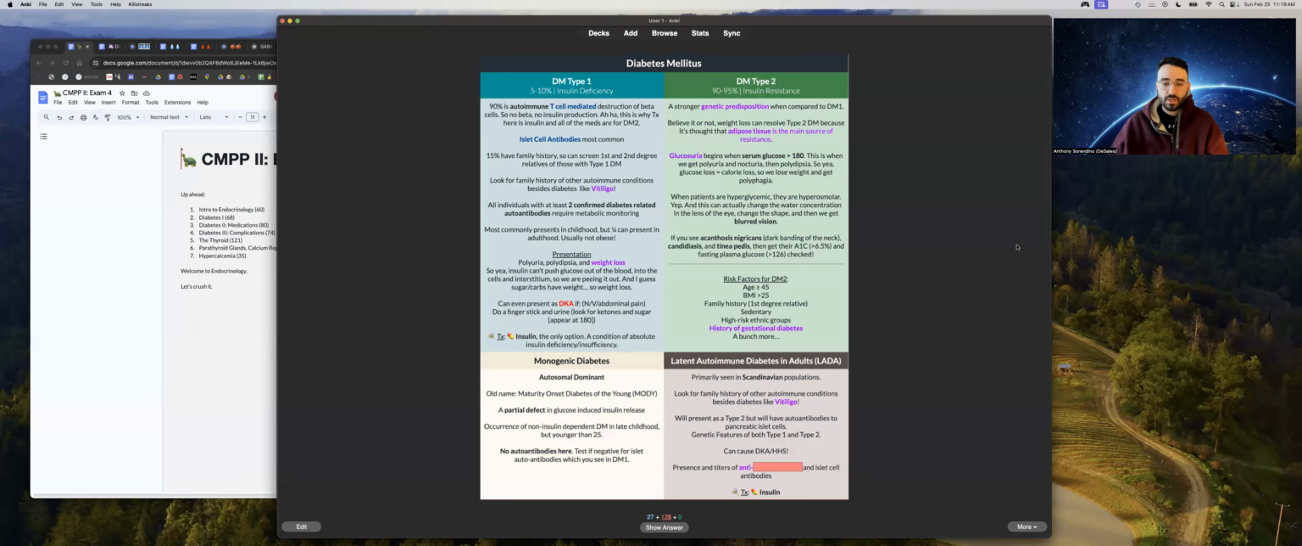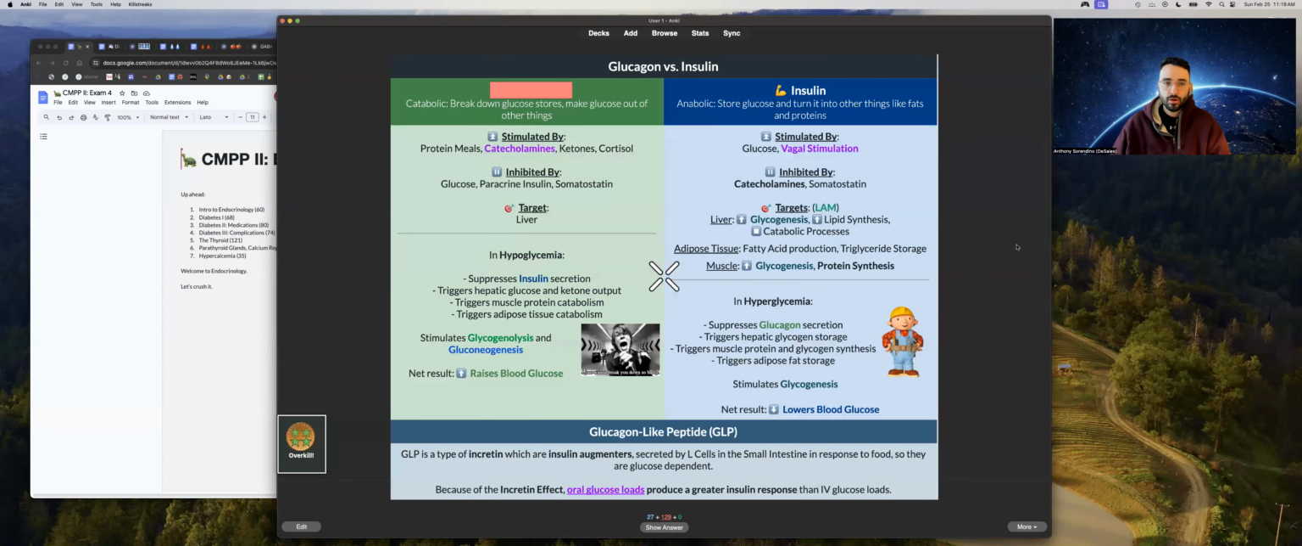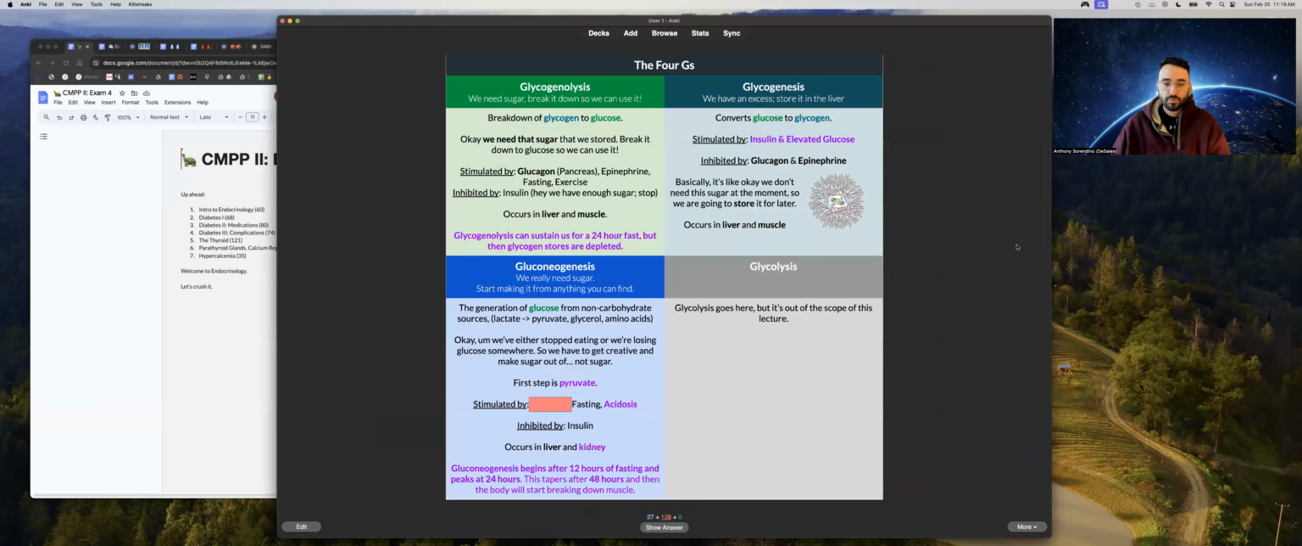OGTT. Presence and titers of GAD lives down there for LADA. We'll see increased progesterone, prolactin, and cortisol. I'm going to mark that hard, which is this one. Progesterone, glucagon. Stimulated by fasting and acidosis, gluconeogenesis. Like exercise, activity, glucagon.